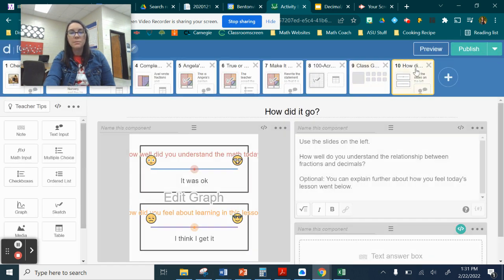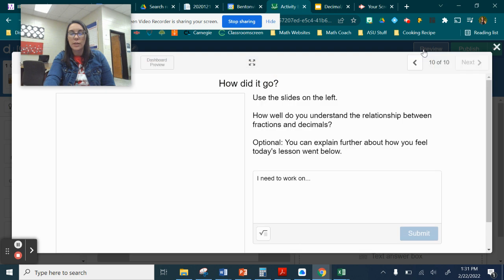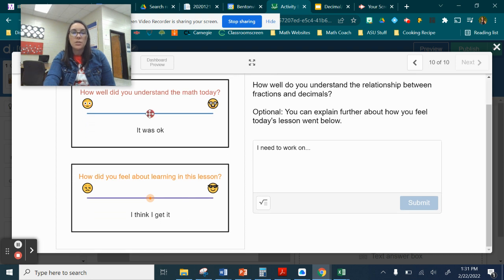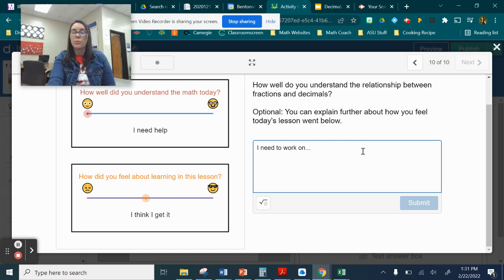Okay. And last slide. Sorry, I didn't mean to exit. How well did you understand today's math assignment? And how do you feel about the learning in this lesson? So you're just going to move the little slider, you got it, I can work on my own, or this one is how do you feel about learning in this lesson? I didn't like it. I liked it. Like, how did you feel about the activity we just did for this? Okay. And if you want to explain more here, like if you're struggling with something, just add on to this. I need to work on whatever you were struggling with.